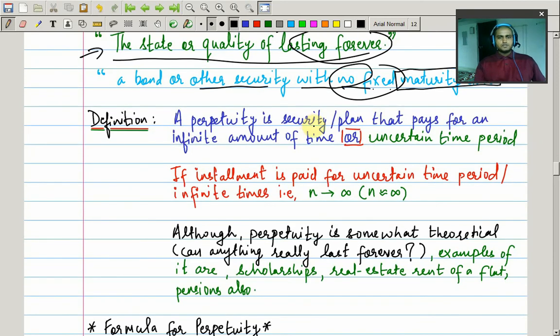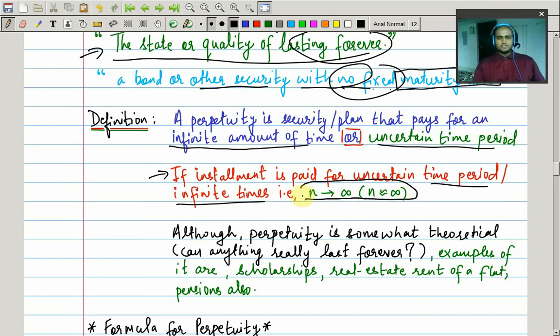A perpetuity is a security plan that pays for an infinite amount of time or an uncertain time period. So you can say it is an annuity with an uncertain time period. If the installment is paid for an uncertain period of time, that is, n is tending to infinity, that is, n is very large.